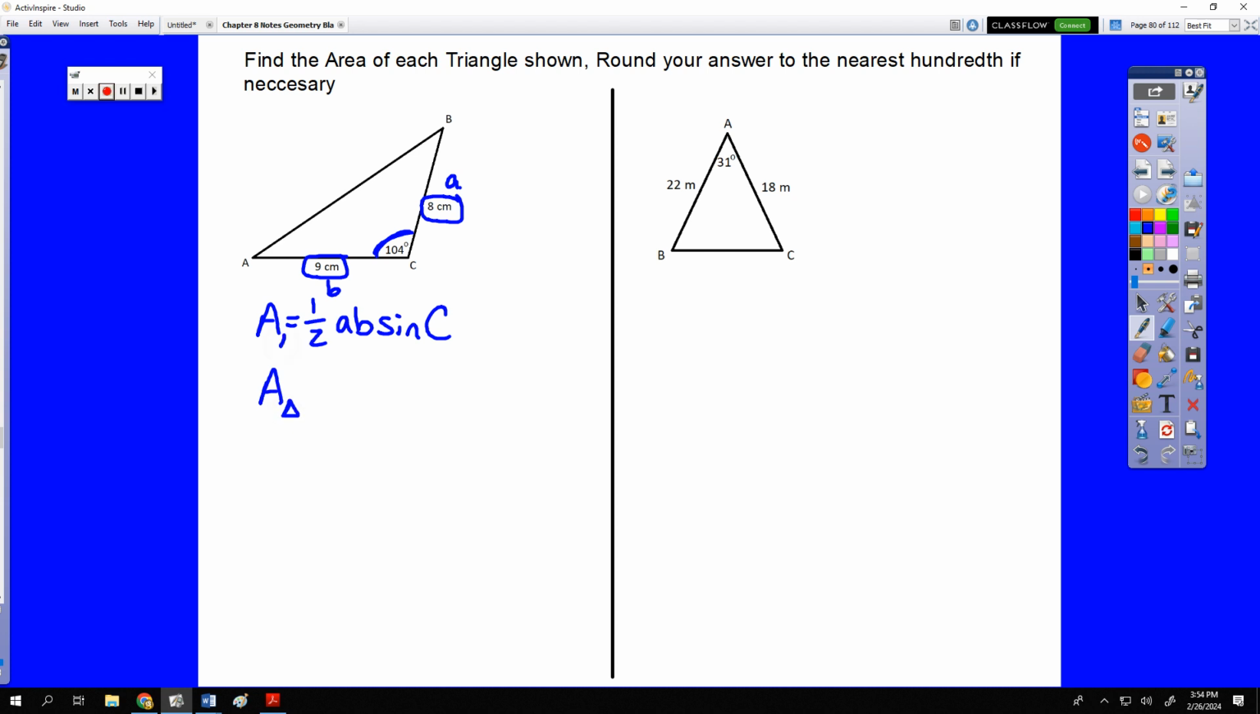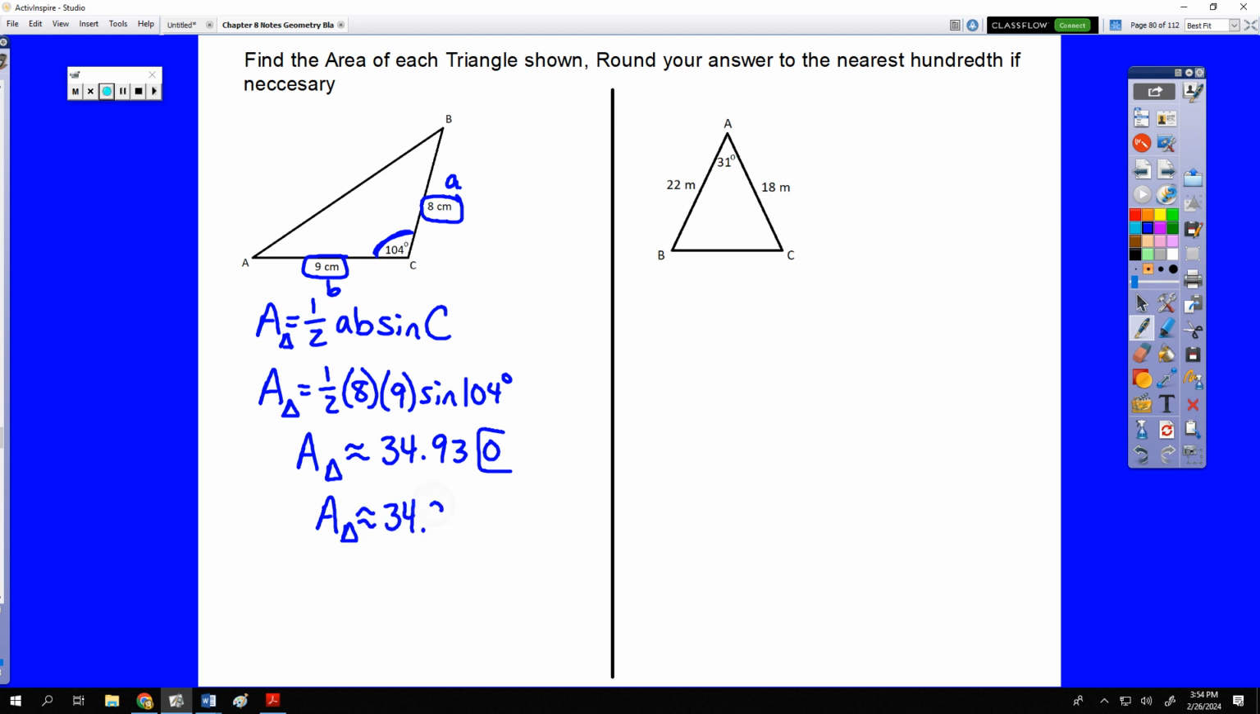So the area of the triangle is 1/2 times 8 times 9 times the sine of 104 degrees. And we feed that to our calculator. So 1/2 times 8 times 9 times the sine of 104 degrees. And we get that the area of the triangle is approximately 34.930. Again, we're looking at that 0 because we're told to round to the nearest hundredth. That would be rounding down or leaving the 3 alone to get 34.93 square centimeters. Remember that area is always units squared.